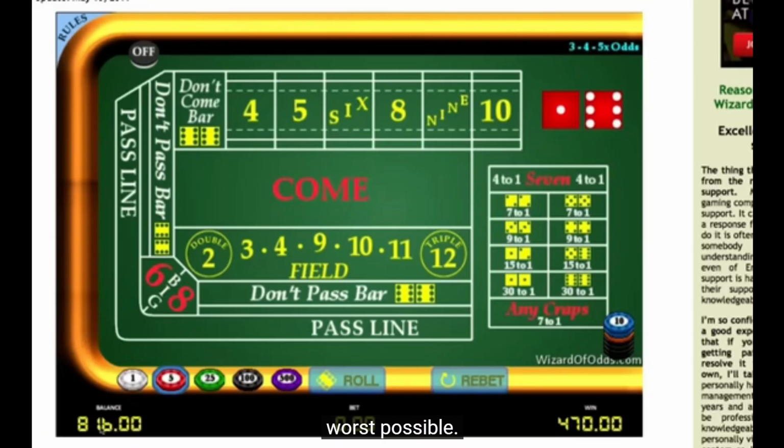We actually lost a little money from the 900 that we had, but we had the potential to win a lot because of all those place bets and come bets, which is key. You'll find out.